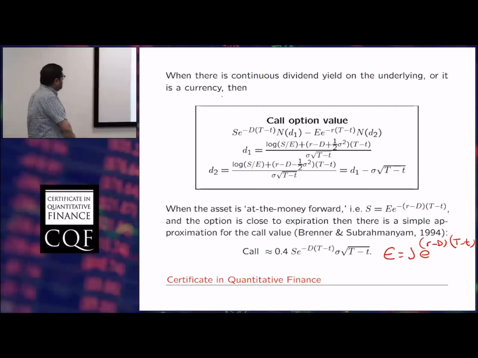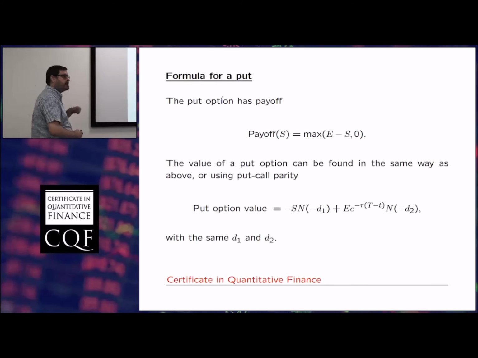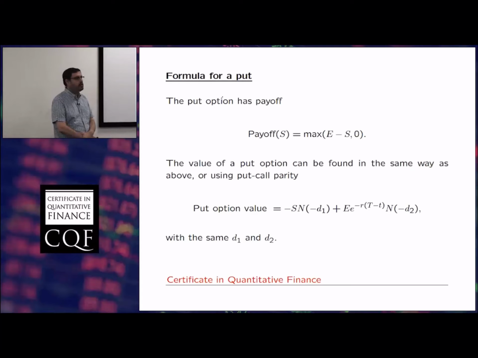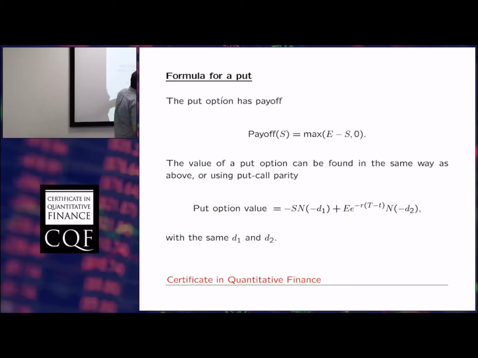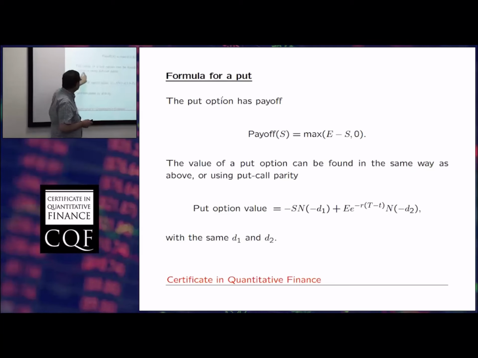So having done the call, should we look at the put? With the put on the same underlying and exercise features of the contract, you're not going to go back and solve that awful equation again or work on that integral. What you will simply use is the put-call parity. You will substitute C into the put-call parity, rearrange for P, and that's what you get for the put. So the value of a put option can be found in the same way as above, though that's not a good idea if you've already got the call, or using that parity.